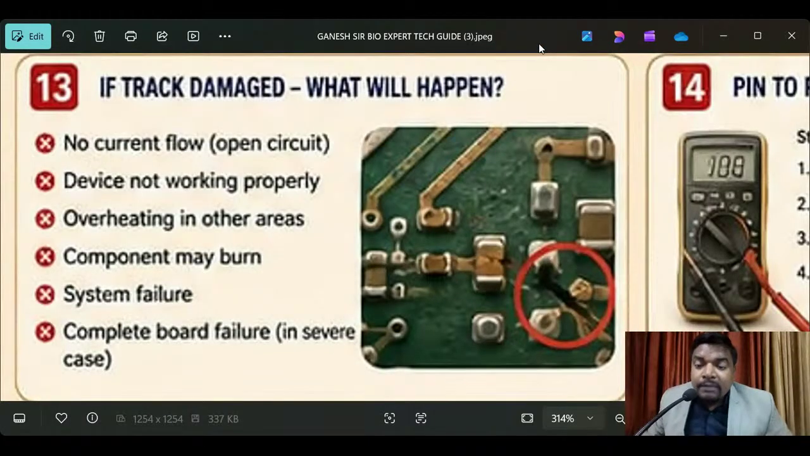Why is it important? Because in the track system only, there is communication from one part to another part, one pin to pin. So that is important.